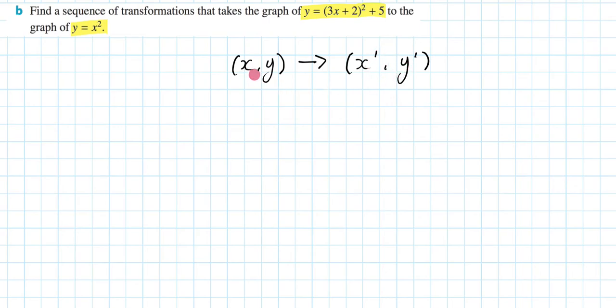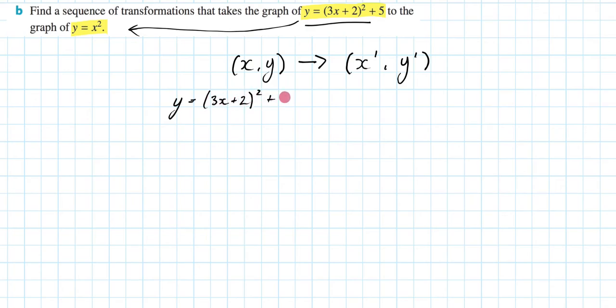Now we know that my (x, y) point is going to exist on this. So this is where 99% of you will make the mistake, and that is the fact that we're going from this to there. So we're trying to figure out transformations which take me from this to there. So I'm going to have y equals (3x plus 2) squared plus 5.